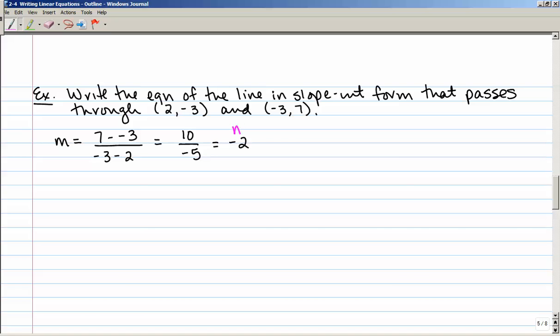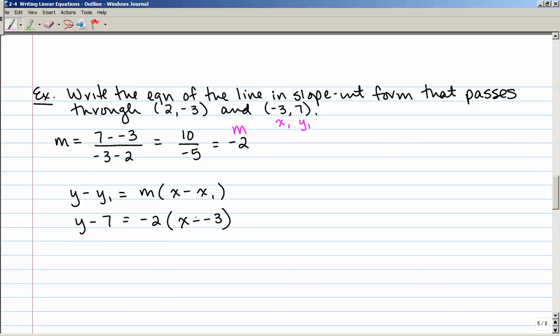Now I have my slope, and I can actually use either one of these points in my formula. Either one of these can be x1, y1. If I had one that had 2 positive numbers, I'd probably use that, but let's just go ahead and use this one here. And again, I'll use my point-slope form of the equation of a line, because that's convenient since I'm given a point and the slope. And I'm going to plug in what I know. So y minus 7 equals negative 2 times x minus a negative 3.